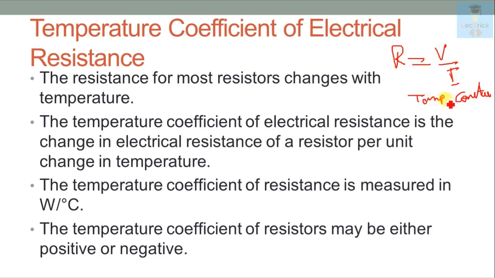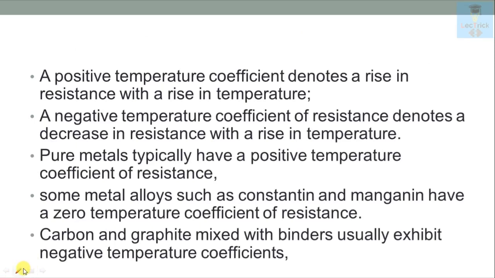What if the temperature changes? When the temperature changes, obviously the value of the resistance will also be affected. The temperature coefficient of electrical resistance is the change in resistance of a conductor per unit change in temperature. It is measured in ohm per degree centigrade, and the temperature coefficient of resistance is of two types: positive temperature coefficient of resistance and negative temperature coefficient of resistance. A positive temperature coefficient denotes a rise in resistance with a rise in temperature. When the temperature increases, resistance also will increase. A negative temperature coefficient of resistance denotes a decrease in resistance with a rise in temperature.